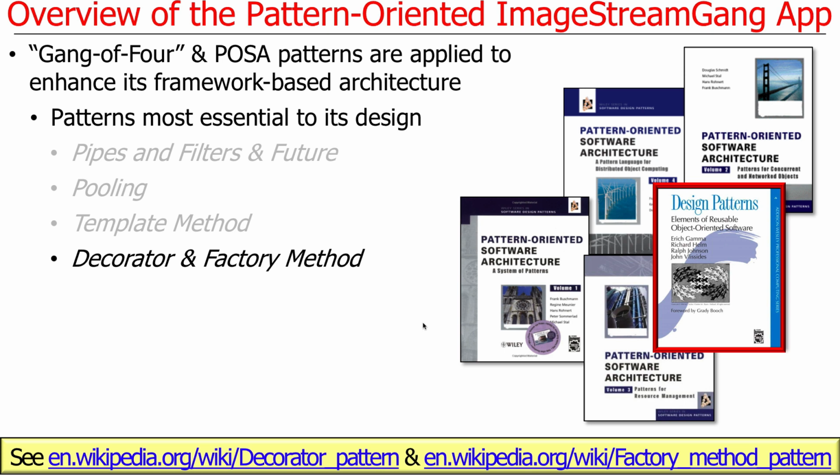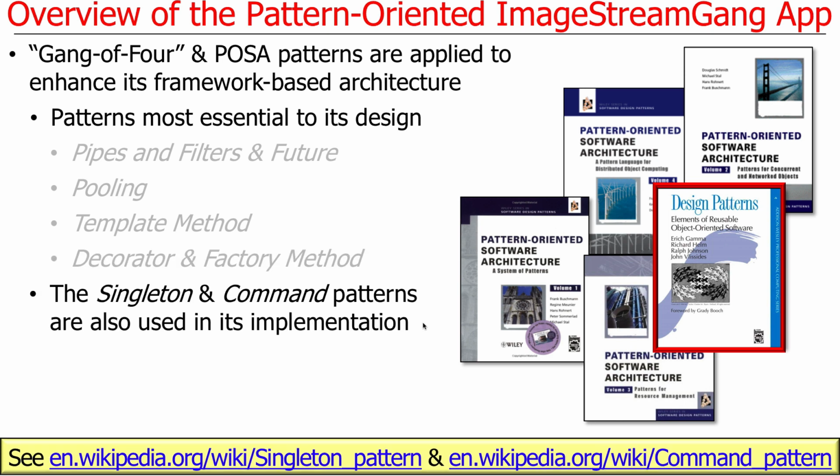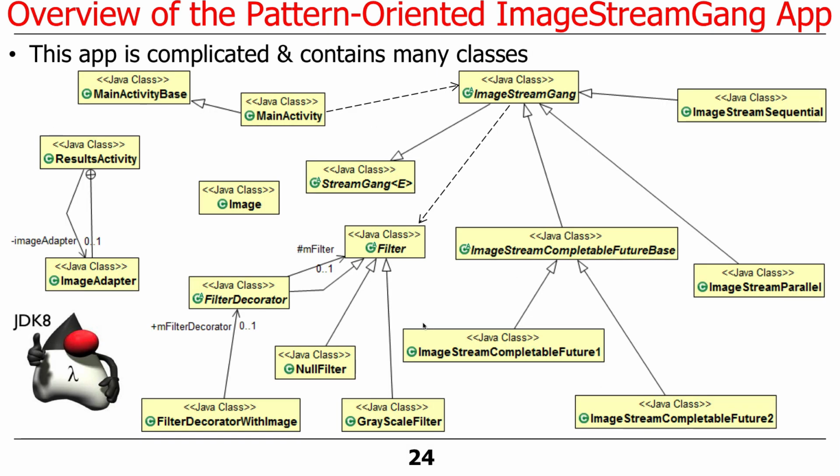Decorator and factory method. Factory method creates stuff. Decorator essentially wraps or encapsulates an object with another kind of facade or wrapper so that you can do runtime customization of processing. We use this for doing the various image filters, as we'll talk about. And then other patterns like singleton and command are also used at various places. And those are in the Design Patterns book and POSA 1 patterns. So you can take a look at all this stuff just to see how it works.